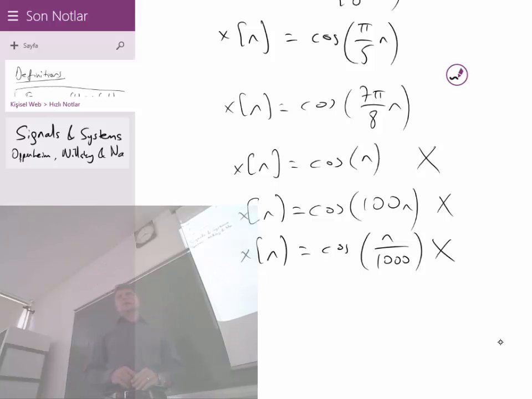So inside a sinusoid, you should better have a 2 pi term so that the discrete time signal could be considered as a periodic signal. Otherwise, it will not be a periodic signal, at least technically.